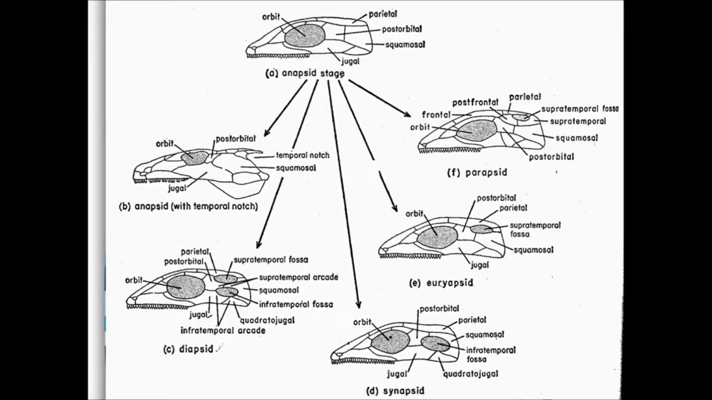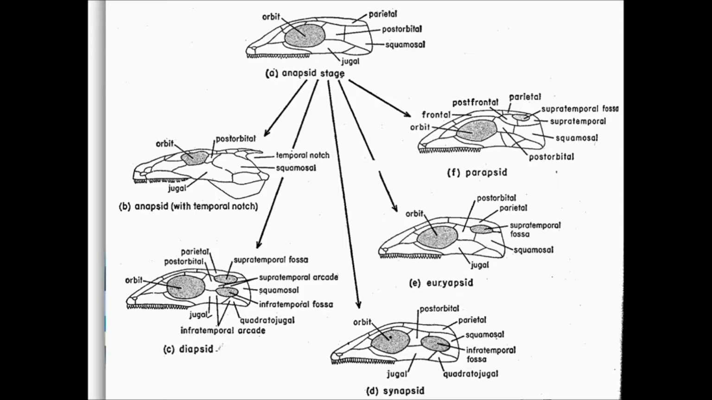So if you find a fossil that has but one temporal opening, it's pretty easy to determine whether it's a mammal, a synapsid, or whether it's a euryapsid. So there are other reptilian designs that had these sorts of scenarios, which went extinct long ago.